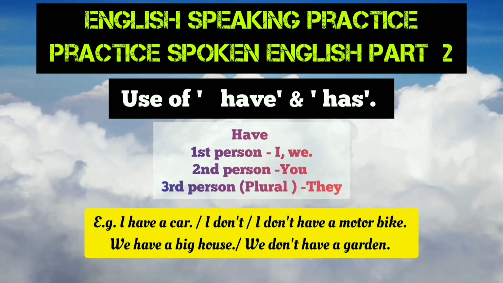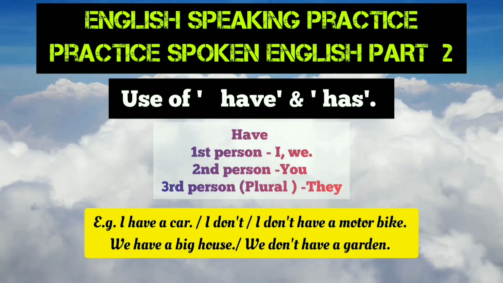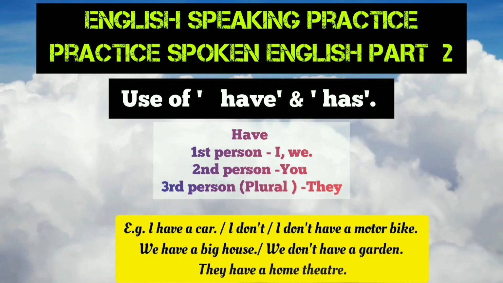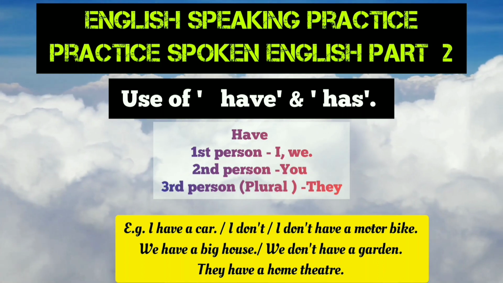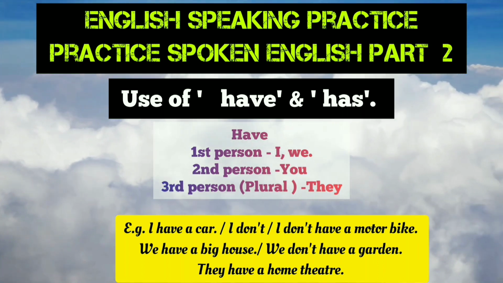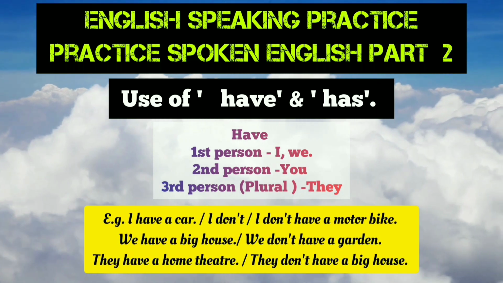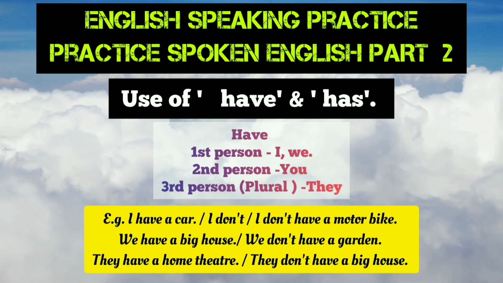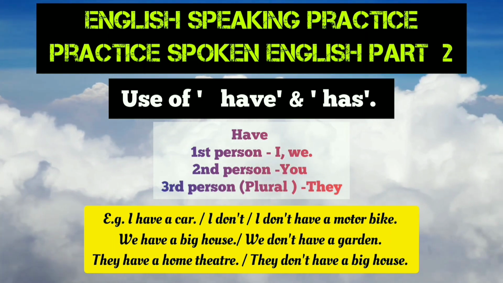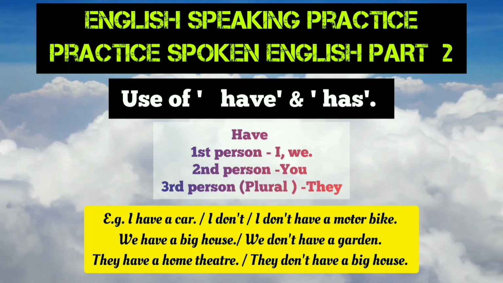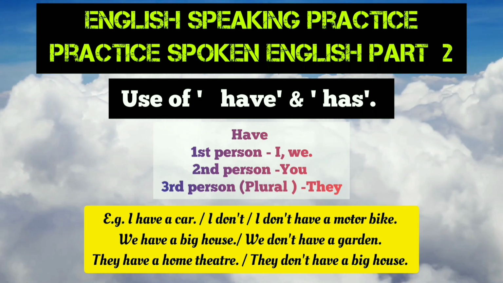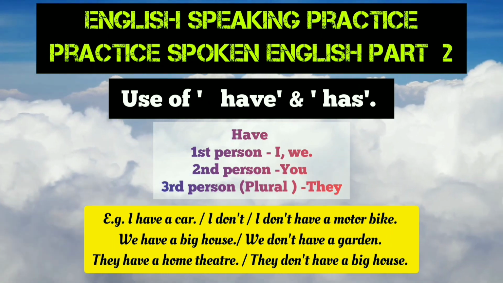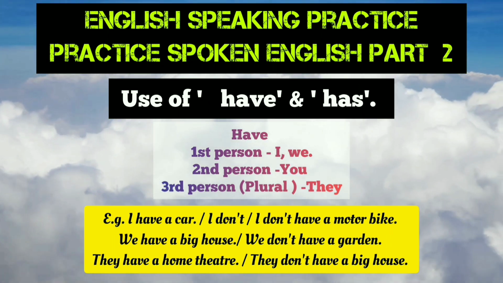As you see in the next example, they have a home theater. So I'm talking about third person plural they here, and we can also make a negative sentence: they don't have a big house. Okay, so this way you can use have, and I'm quite sure it's clear where to use have. That is in the case of first person, both singular and plural, and second person, and only in the case of third person plural, that is they.